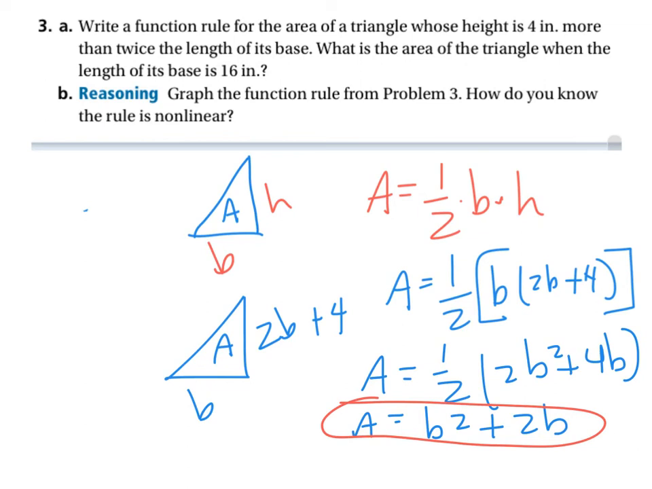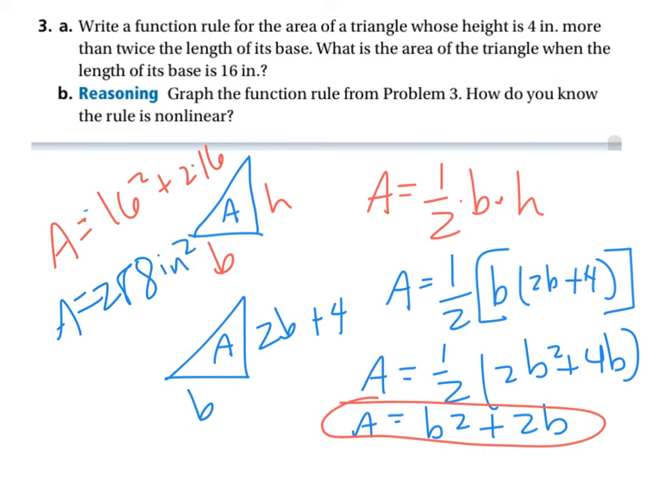So, alrighty, it says, what is the area of the triangle when the length of the base is 16 inches? So a little bit of plug and chug here, right? So we have area is 16 squared plus 2 times 16, right? There you go. So that should give us area is 288 inches squared because it's area. So that's an 8 right there, I promise. So 208 inches squared.